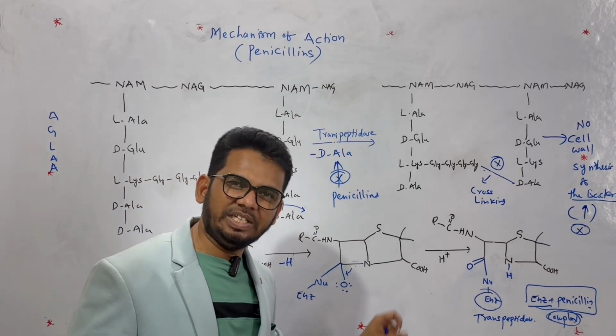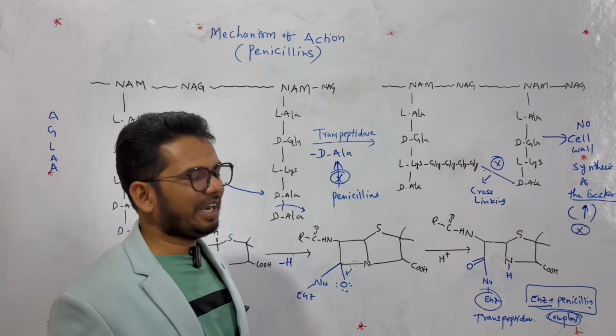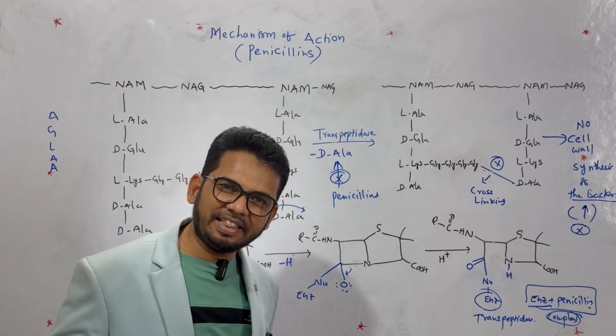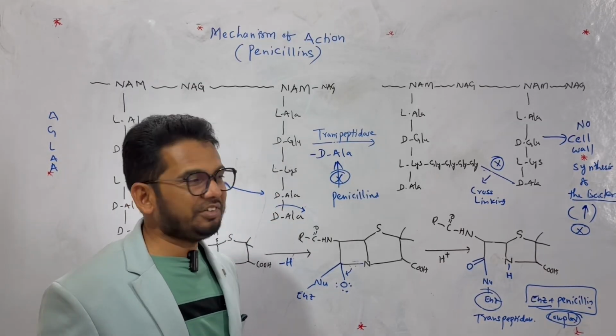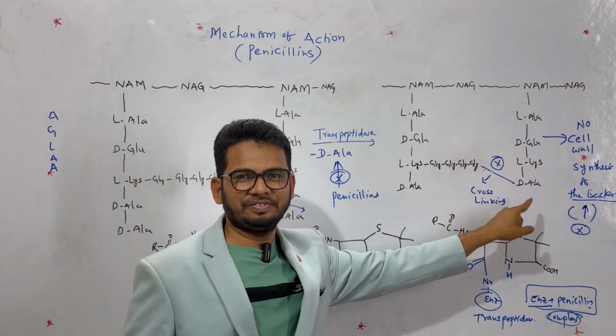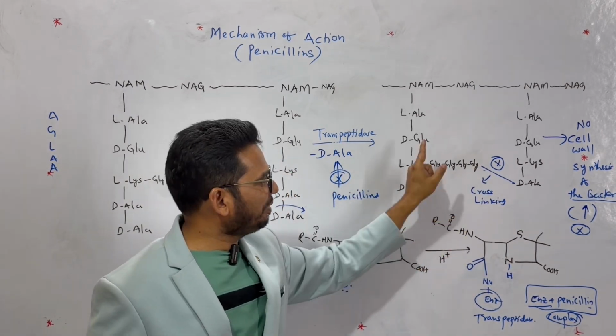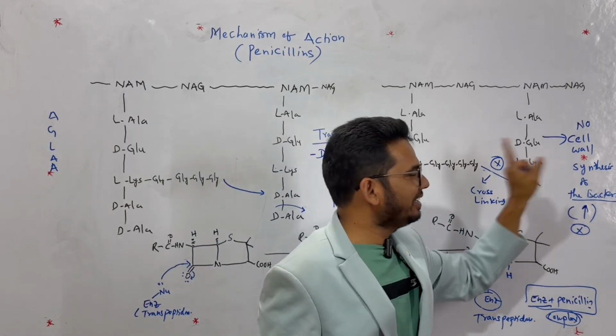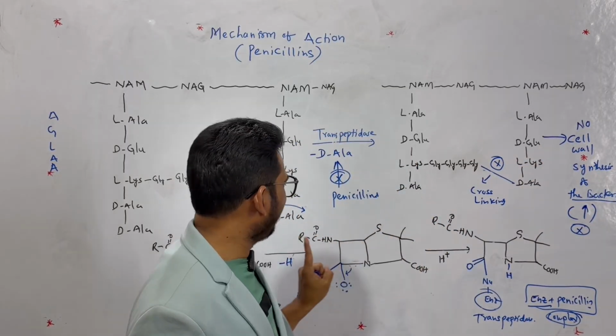Penicillin is like a police. It is going to guard the transpeptidase. Transpeptidase is the thief. What will the thief do? It will build this cross linkage. For what purpose is it required? For the cell wall synthesis. That is going to be prevented.